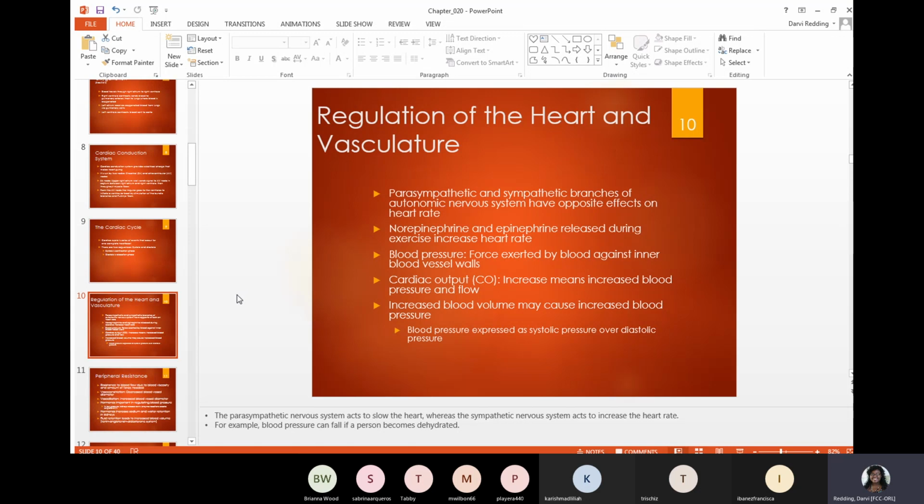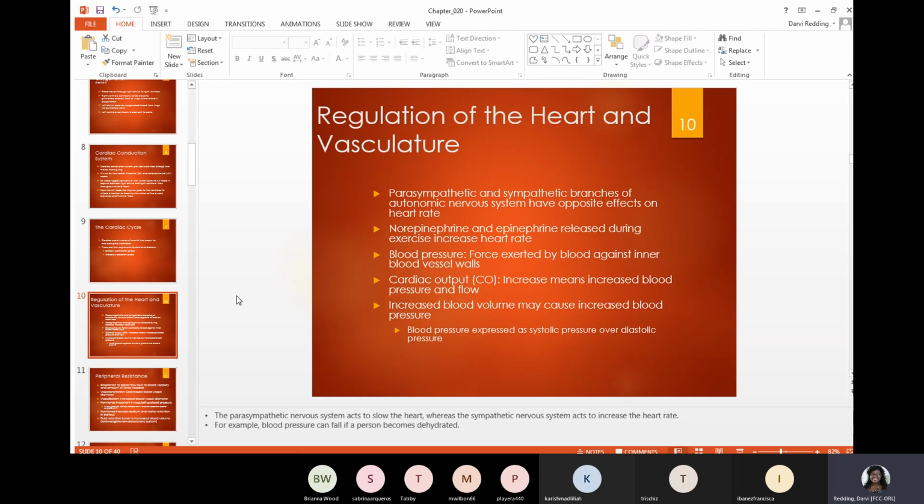So in continuing learning about the cardiovascular system, we'll learn about the regulation of the heart and understanding about the parasympathetic and sympathetic branches of the autonomic nervous system that have opposite effects on the heart rate. And so you may be familiar with the terms epinephrine or norepinephrine. These are released during exercise, which increases the heart rate.